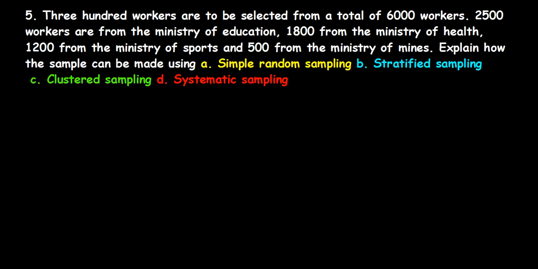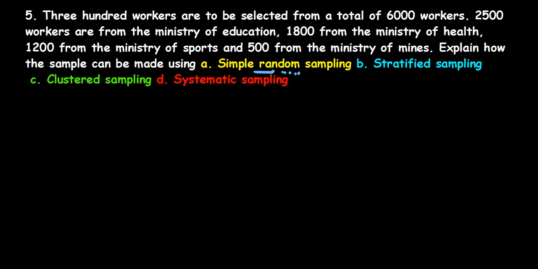Or maybe before we go to stratified, let me talk about the advantage and the disadvantage of using simple random sampling. The advantage is that it's simple to choose the workers. It's simple and it's unbiased. The disadvantage is that it does not ensure proportional representation from each ministry.